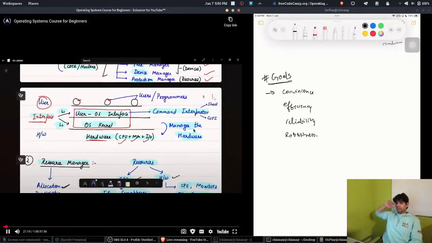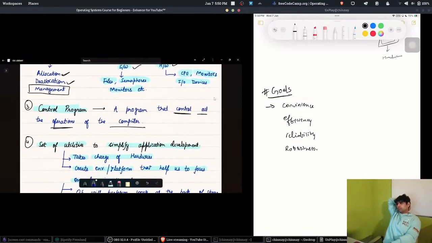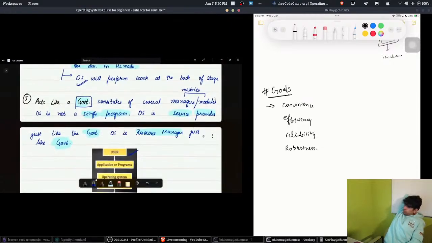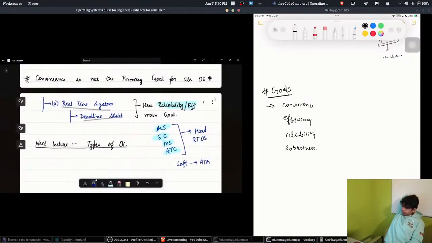There are two levels of interfaces we have seen. We have also understood how the operating system acts as a resource manager. What are the resources we are referring to here? Control program, application development, simplification. It acts like a government. And then the goals and functions of an operating system. So in the next lecture, we'll study types of operating systems.